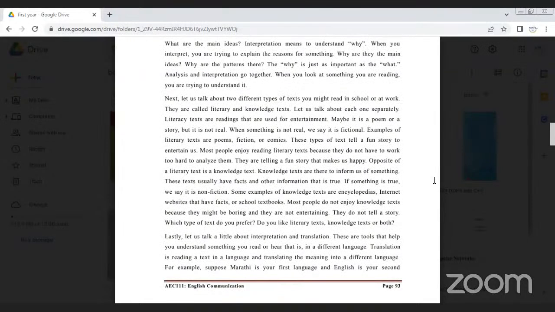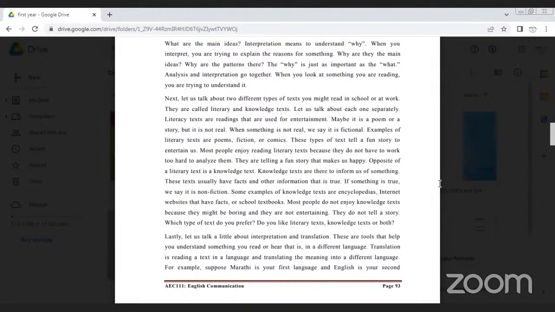Okay, next, let us talk about two different types of text you might read in school or at work. They are called literary and knowledge text. Let us talk about each one separately. First, literary text. What does literary mean? Literary texts are readings that are used for entertainment. Literary text means read for entertainment. Maybe it is a poem or a story, but it is not real.